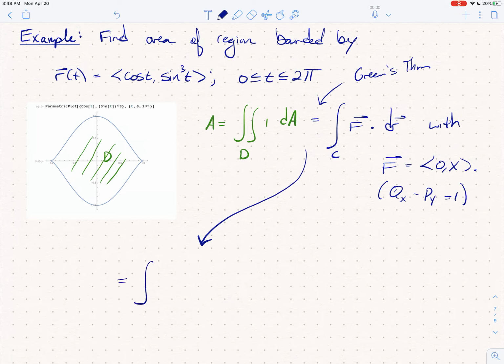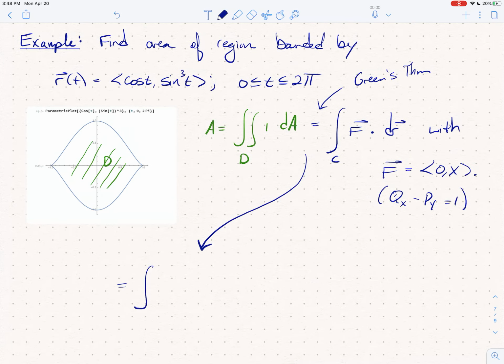We can write this as the integral, with my parameterization for C, where t is going from 0 to 2π. So I've got my integral from 0 to 2π. What do I do? I take my parameterization r of t and plug it into my F. So the first component, 0, no problem. And then you plug in what? Cosine of t for x. Boy, that worked out nice. Okay, so there's your F of r of t.